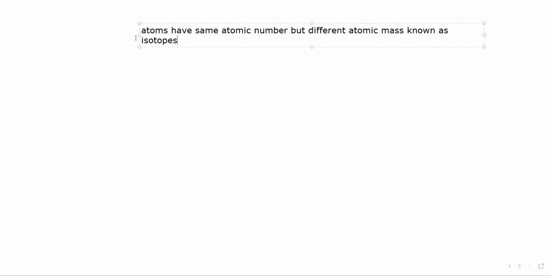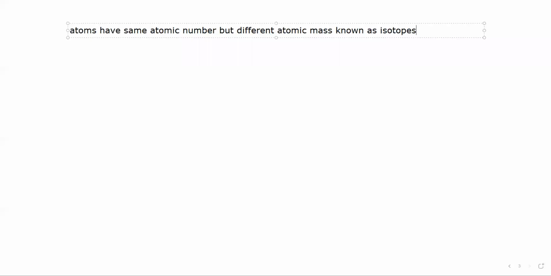But sometimes atoms have the same atomic number but different atomic mass, known as isotopes. So atoms having the same atomic number but different atomic masses, we call them isotopes. So for example, if we write for chlorine, there is 17 and 35, and then there is chlorine, which is 17 and 37.